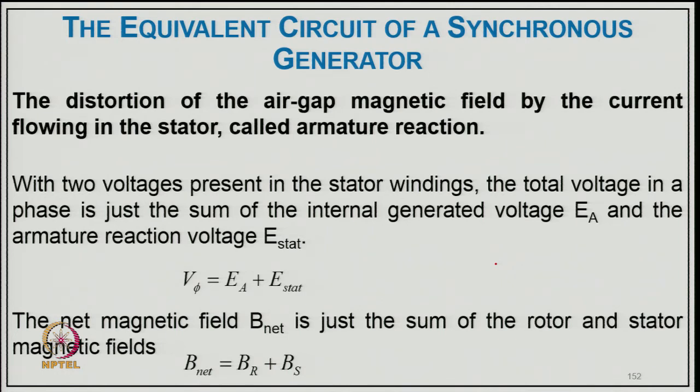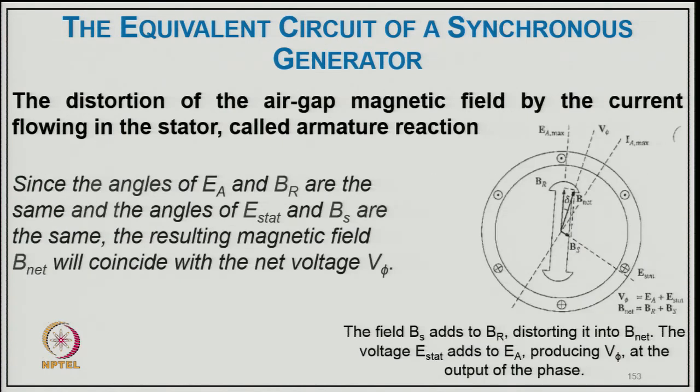So, the stator basically has a magnetic field produced by the current in the stator winding. With the two fields present, the total voltage in the phase is the sum of the internal voltage E_A and the armature reaction. So, V_phi will be E_A plus E_stator, that is corresponding to armature reaction. So, the net field will be the sum of the two fields, that is B_net equal to B_R plus B_S.